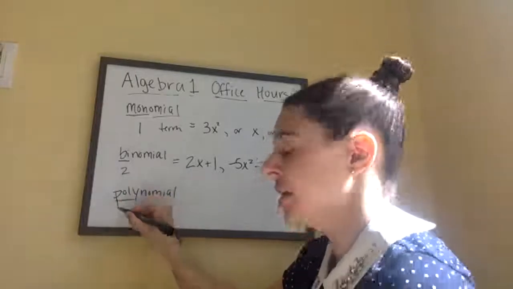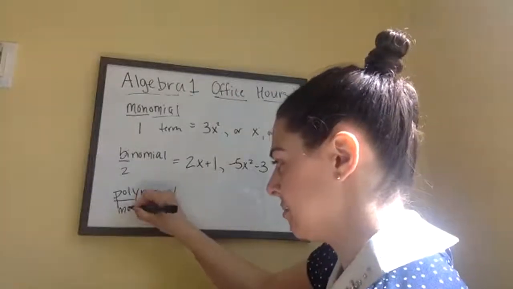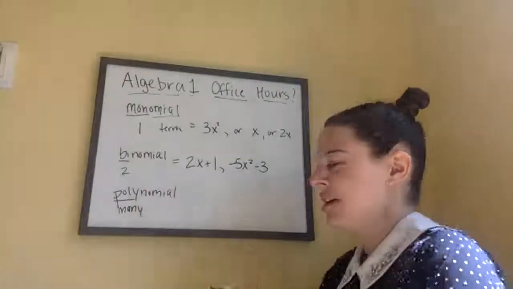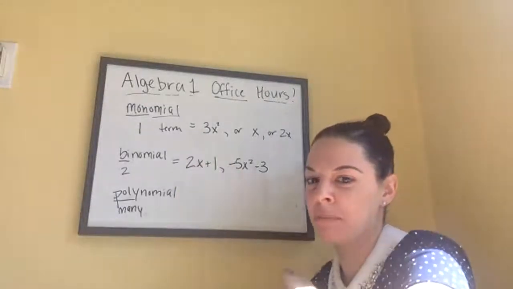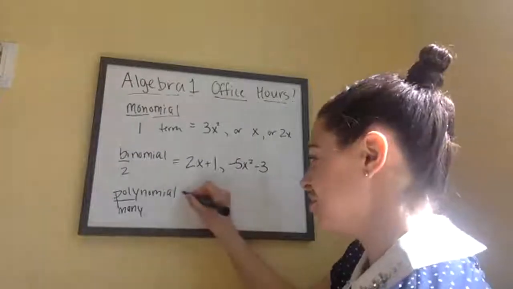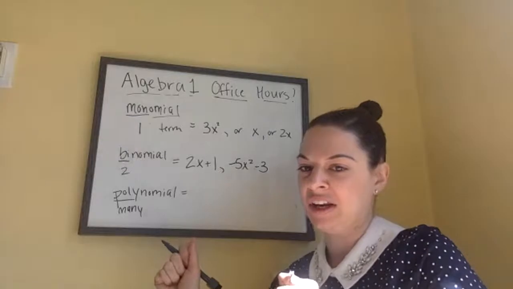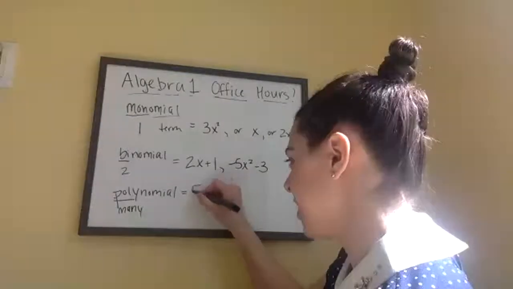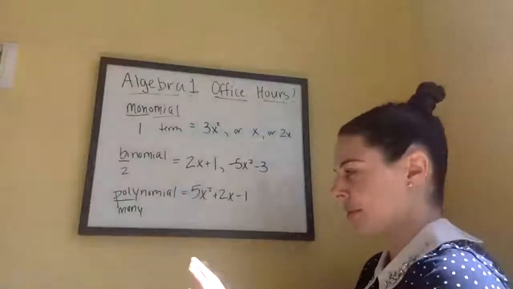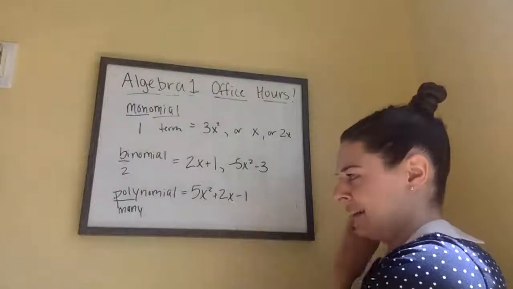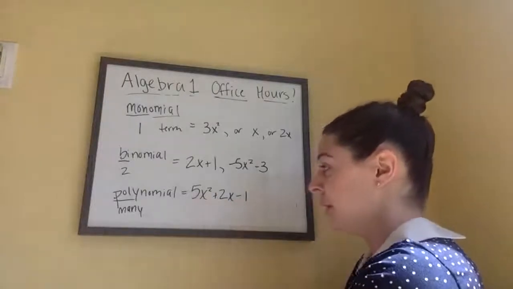Poly is just a blanket term, an umbrella term that just means many. So many terms. Once we get past the 1 and the 2 term things, we just call it polynomial. It just means that it's 3 or more things with pluses and minuses in between. For example, 5x squared plus 2x minus 1: I can't combine any of these because none of them are like terms. This is technically a polynomial.